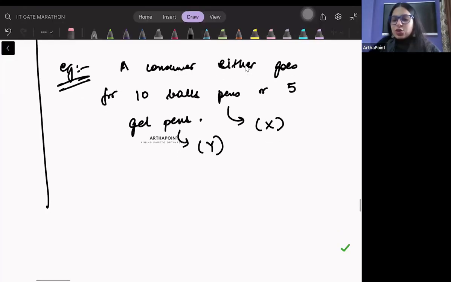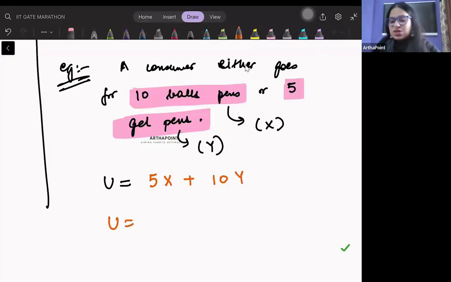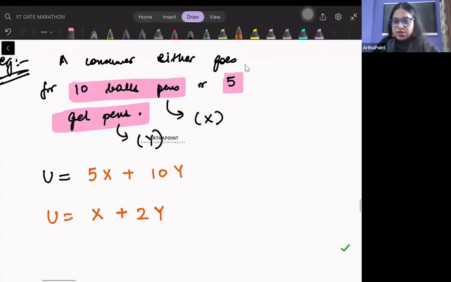Now, I mean, you can think of some other substitute code also. So now your utility function will be, so I either go for 10 ball pen or I go for 5 gel pen. So the way to write this utility function should be, you can either write it directly or you can find in ratio. मैं दोनों समझा देती हूँ. So either you can write 5x plus 10y, or because the ratio is 1:2, you can find x plus 2y. Y is this.